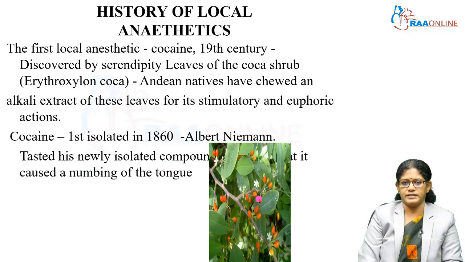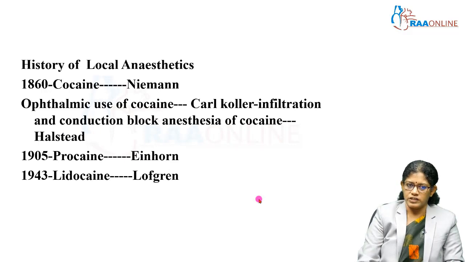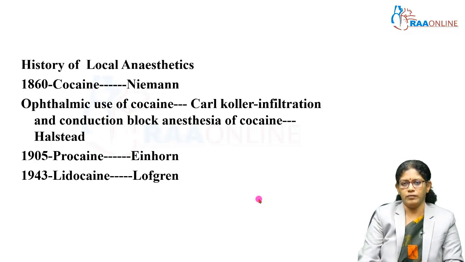History of local anesthetics. Cocaine is the first local anesthetic, found in the 19th century. All other local anesthetics produce depression of respiration as well as depression of the central nervous system. Cocaine is the exception, which produces stimulation of the central nervous system along with local anesthetic action. After cocaine was found in 1860, procaine was found by Einhorn in 1905, and in 1943 lignocaine, the boon of a drug which we are still using, was found by Lofgren.